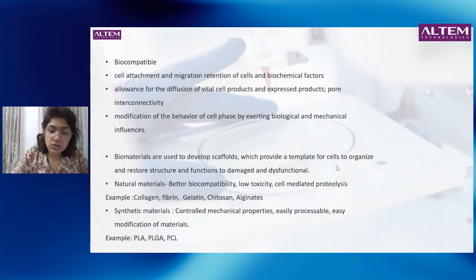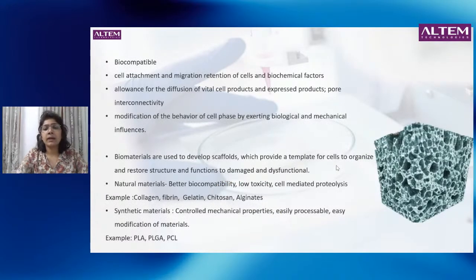Then comes the scaffold. The scaffold would be the main building block or the main foundation of what you would create. So you would have biocompatible cell attachment and migration, retention of cells and biochemical factors, which is what the scaffold creates. It will allow diffusion of the cells. You would have vital cell products being created. Then you have pore interconnectivity. You'll have behavioral modifications that can happen in terms of how your scaffold is, giving you a better amount of mechanical strength and also the environmental conditioning required for a job.